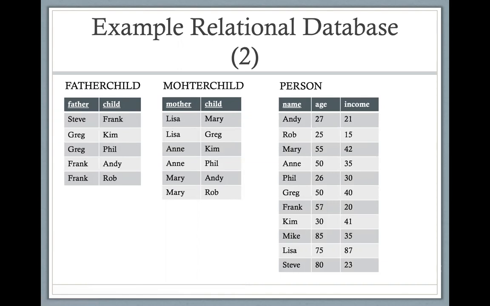Now let's look at Greg. He's the dad of Kim and Phil. Kim makes 41, so it's greater than 30. So I should return Greg.